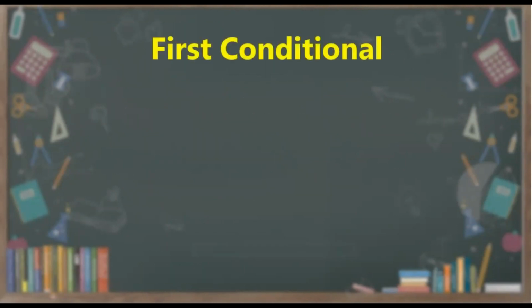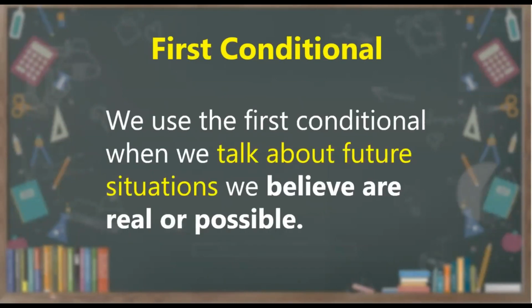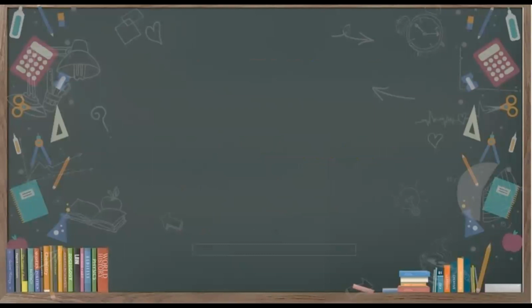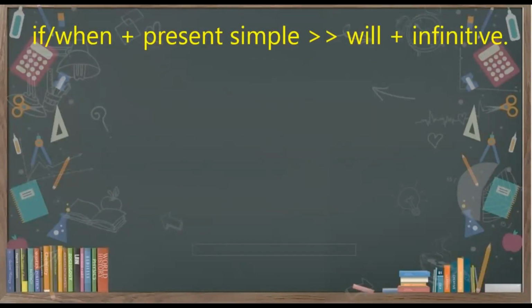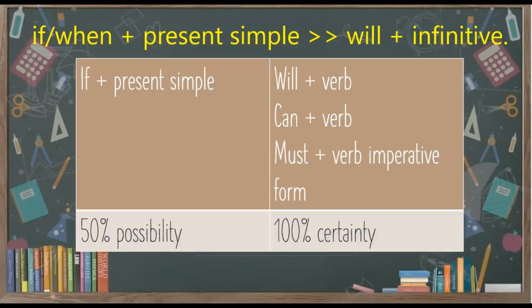Next is the first conditional. We use the first conditional when we talk about future situations we believe are real or possible. In first conditional sentences, the structure is usually if or when plus present simple, will plus infinitive. Take a look at the table here, because we can also use the other modal verbs, such as can and must. If plus present simple, will or can or must plus verb.